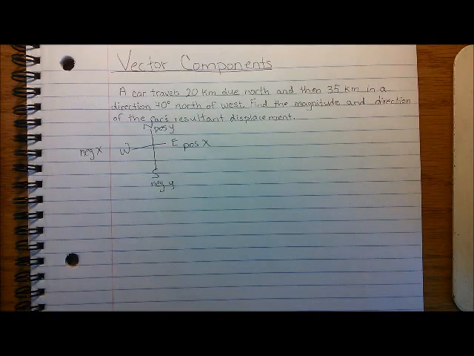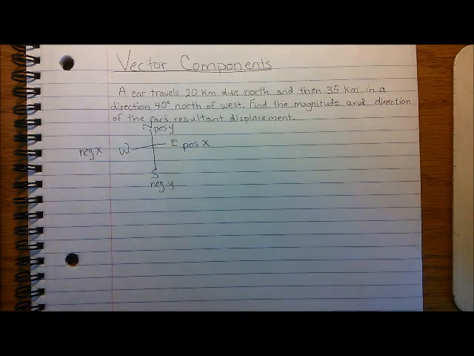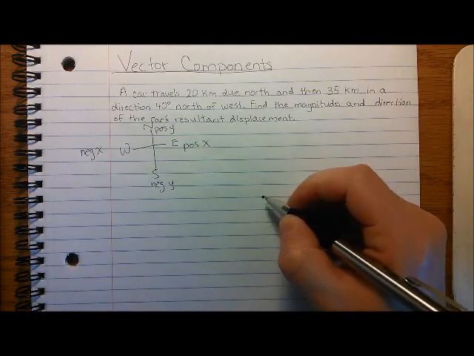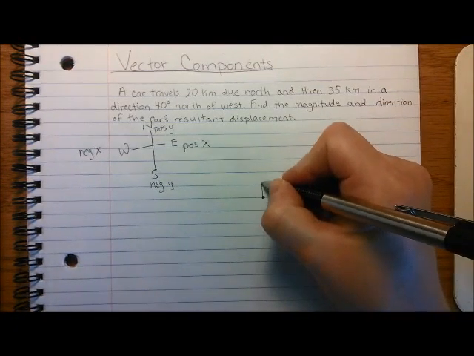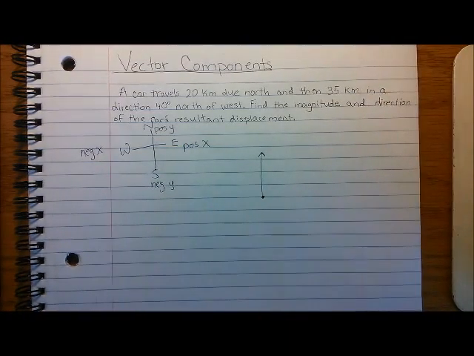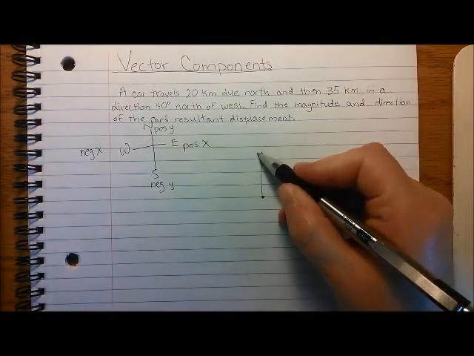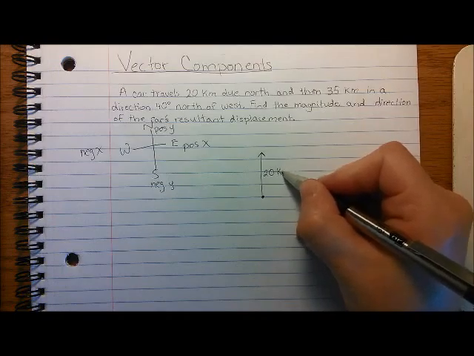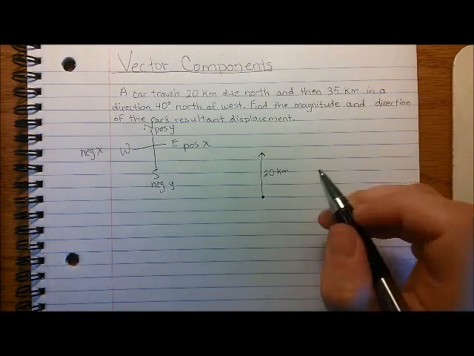So then we'll draw where the car actually goes. Let's say the car starts here, goes 20 kilometers north. One thing I haven't mentioned before is that it's good to draw an arrow for the direction that the object goes. That way it's easier to visualize the vectors.